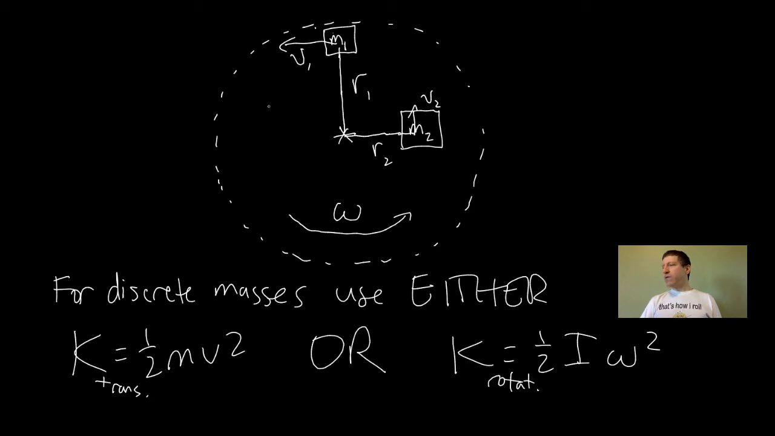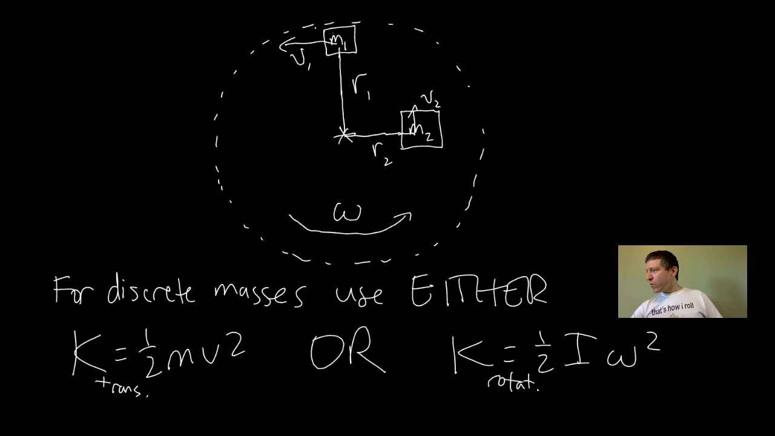For these masses, you can just look at them. They're moving instantaneously in a straight line at speed v1 and v2. So you could add 1/2 m1 v1 squared plus 1/2 m2 v2 squared and get the kinetic energy of them. Or, not both, but or, you could calculate the moment of inertia of each one, which would be mr squared. For this one it would be m1 r1 squared. For this one it would be m2 r2 squared. And then multiply that by omega squared and add those up. But you can't double count it.